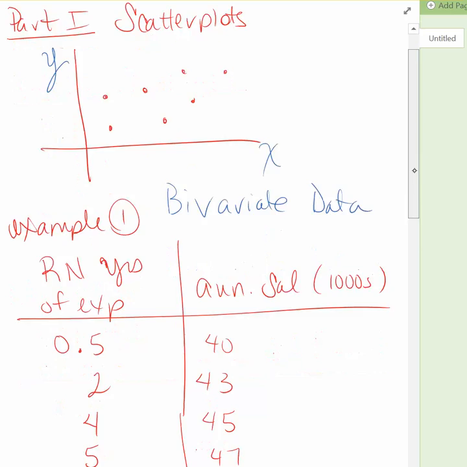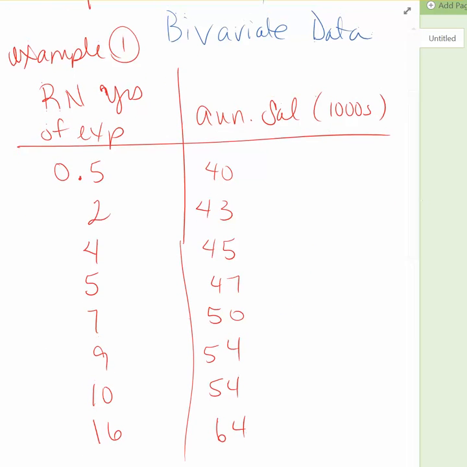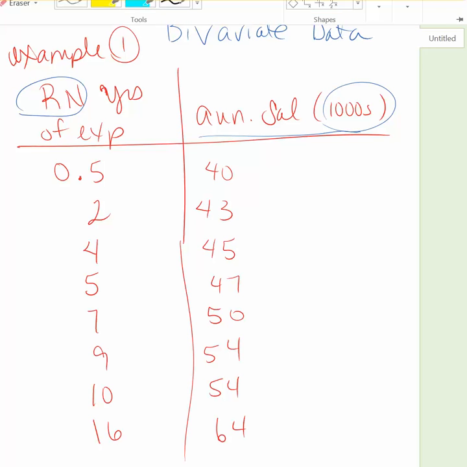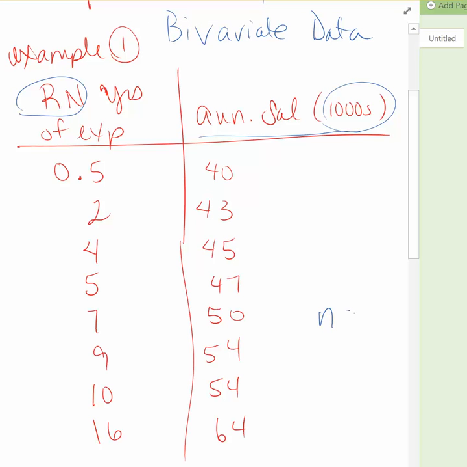So if you look below, I have a nice little table for us of the years of experience for a registered nurse and the annual salary in thousands of dollars. Now this is rounded to the nearest thousand just for convenience's sake, and we don't have a whole lot of data values. In fact, 2, 4, 6, 8. So we only sampled, and we don't know where the sample came from, but we only sampled 8 registered nurses.